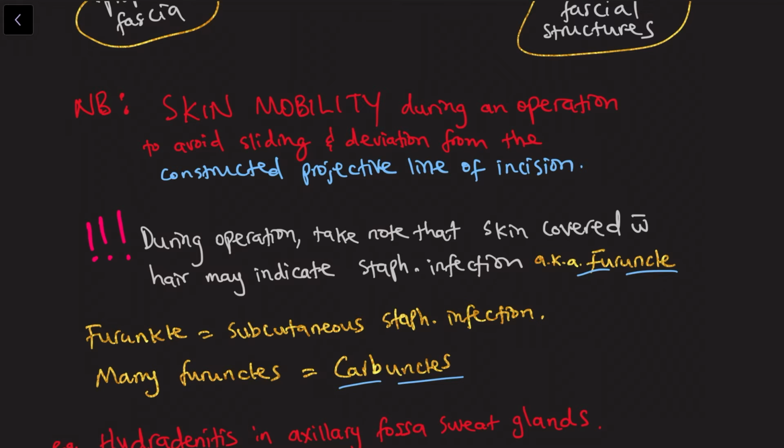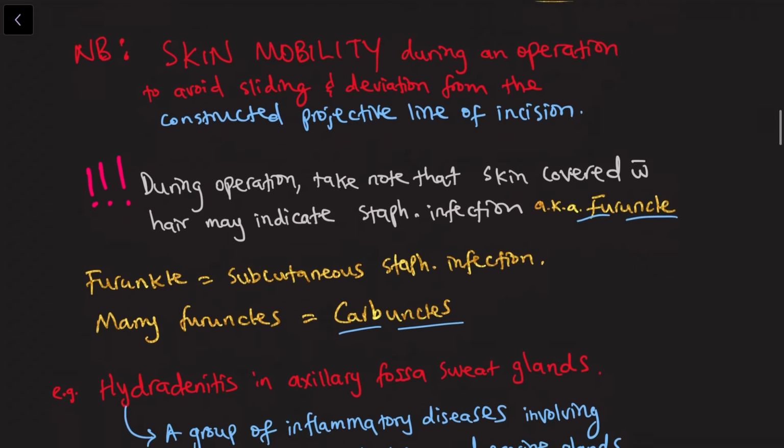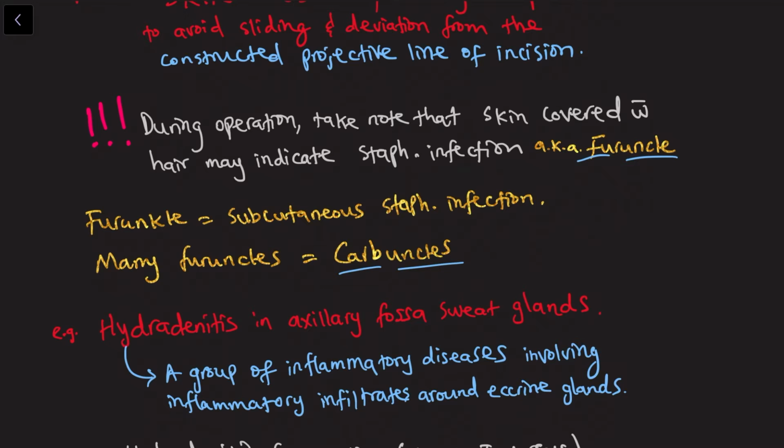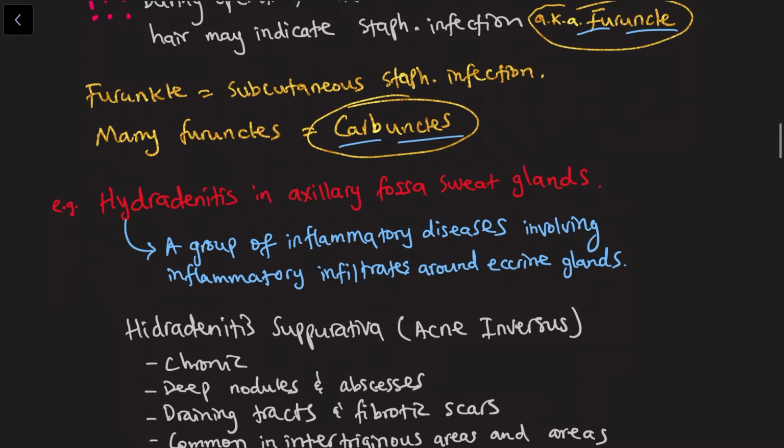Now, another thing to be aware of is that during an operation, if you find skin that is covered with hair, this may indicate staphylococcal infection, which is also known as carbuncles. This is a staphylococcal infection of the hair follicles. And when you have many subcutaneous furuncles, then those are termed carbuncles.